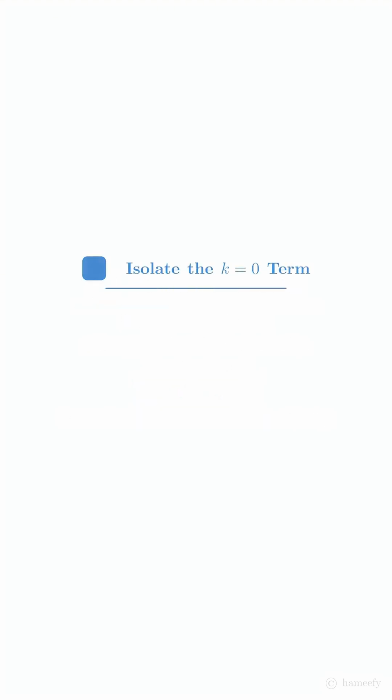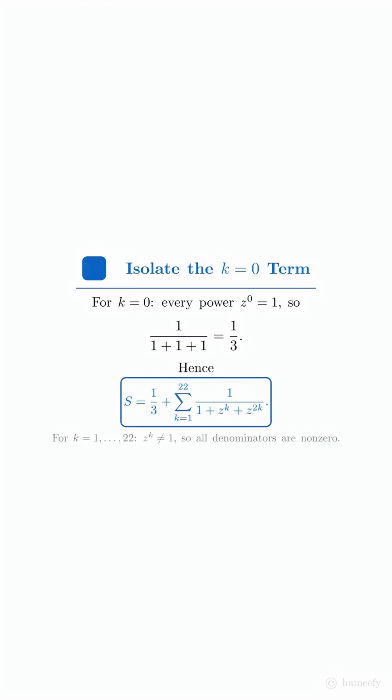Let's pull out the k equals 0 term first. Every z to the power of 0 is 1, so the term equals 1 over 3. The sum then splits into 1/3 plus the remaining 22 terms. For k between 1 and 22, z to the power of k is never 1, so all the denominators in the remaining sum are non-zero and well-defined.